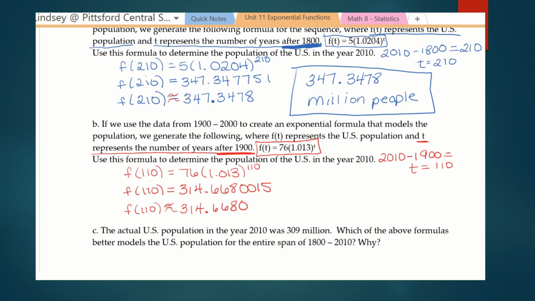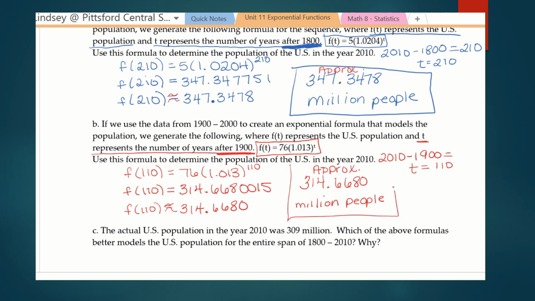So 314,680,001.5. So just writing this out, 314.6680 million people. And you know what? Let's do this. And I'll add it to the one above too. We'll say approximately, since we rounded.